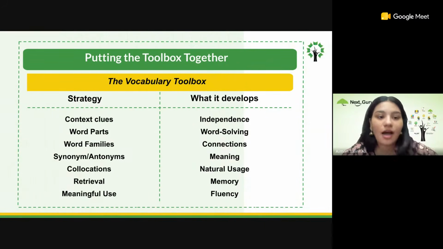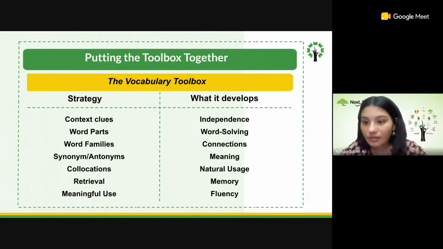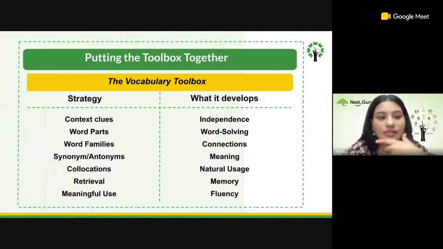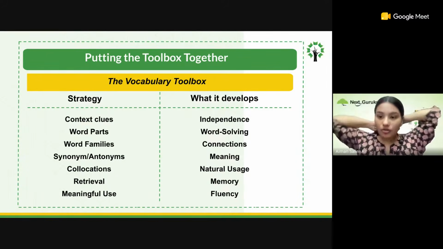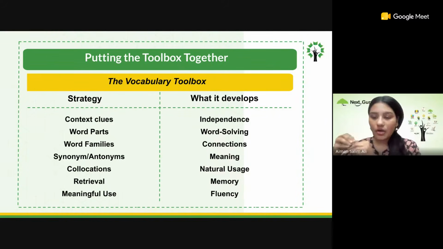Okay. Word parts develop word solving. Word families help with connections. Synonyms and antonyms help with meaning, understanding the nuances of the words. Collocations help with natural usage, right? Retrieval helps with memory, and meaningful use helps with fluency, right? So the students are not only stuck in books or prose, but they are able to use the words in their everyday language and find new words in different places.